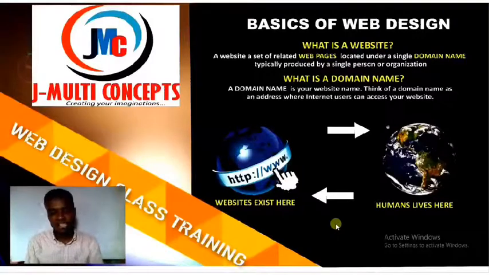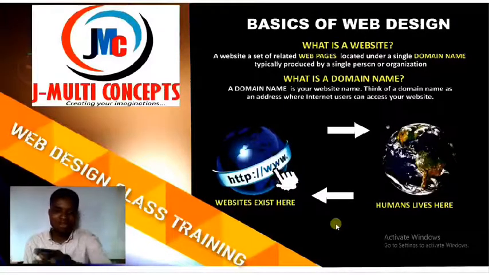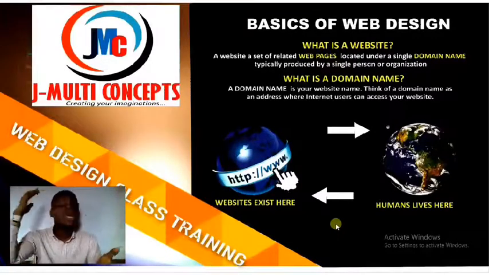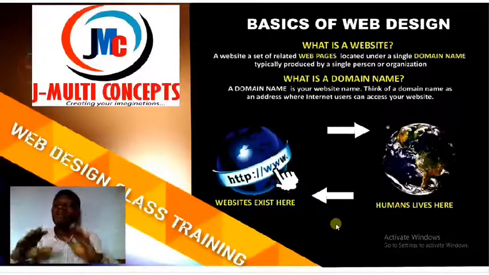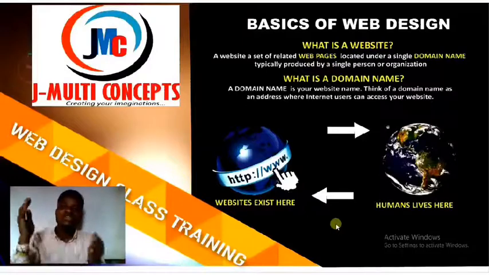If you see the first image, the website exists here. This is the World Wide Web, the one carrying the hand and the www. What exists there? Websites, all the websites in the world, jumia.com, any website you think about. All the websites in the whole world are stored in the World Wide Web.